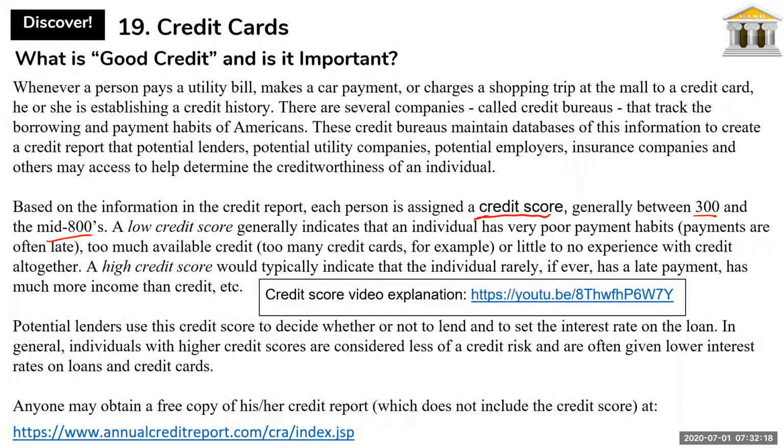Okay. Now, anyone may obtain a free copy of his or her credit report, which does not include the credit score. So this is a link that you can use to obtain your credit report, and that usually does not include your score. So these are the basics, right? And this is what you should understand, how you can establish credit. And why is that important? The importance is that you can get a lower interest rate on loans.